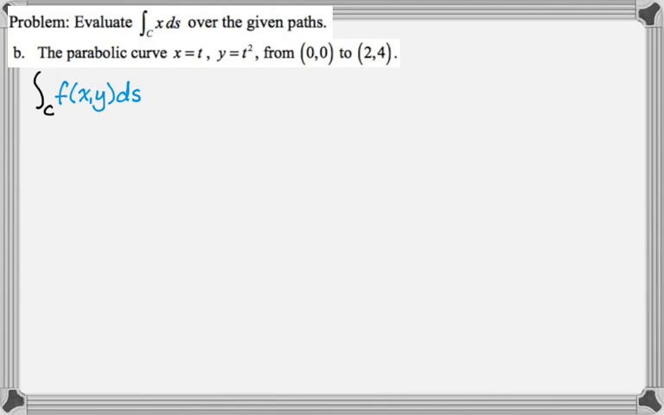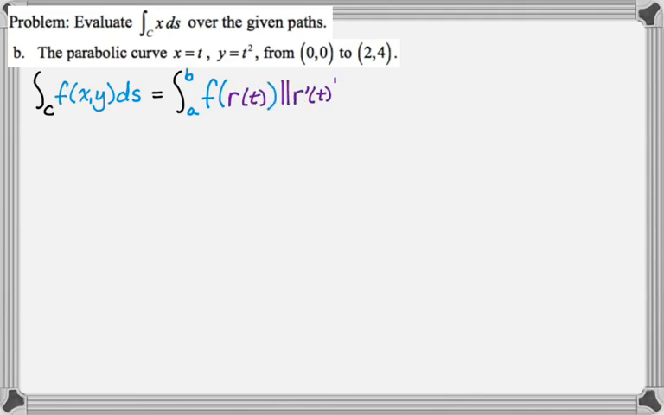So this time, our path is x equals t, y equals t squared, and there we're going to go from 0, 0 to 2, 4. So same starting and ending points, same function that we're working with, but let's see if the line integrals are the same. So again, we want to parameterize everything, basically turn it into a function of t so that we can deal with that.